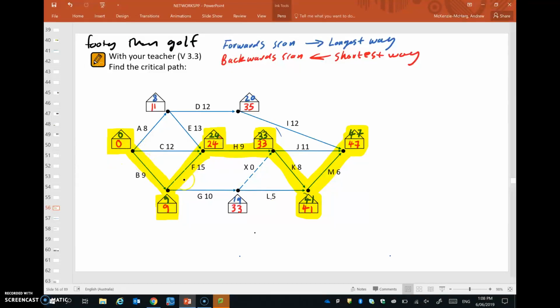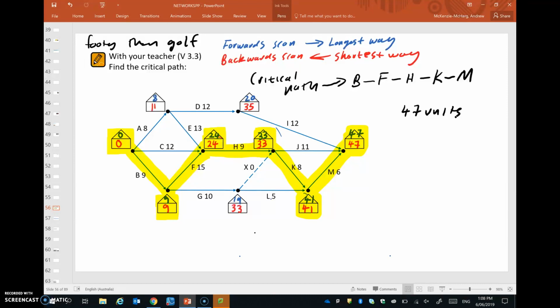We go activity B, and then we do activity F, H, K, and finally M. That is our critical path. Yeah, and the length of that critical path, of course, is 47. I'll just say 47 units here.